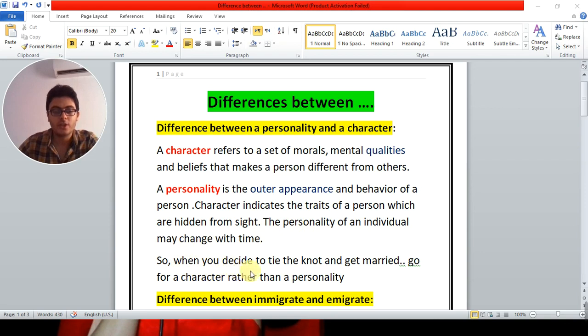So when you decide to tie the knot or get married, go for character rather than personality. And this is the difference between a character, which does not easily change, and the personality, which is the outer appearance or the behavior of somebody.